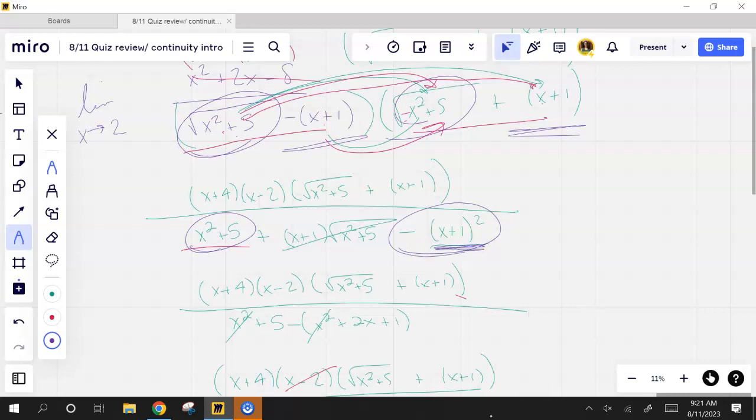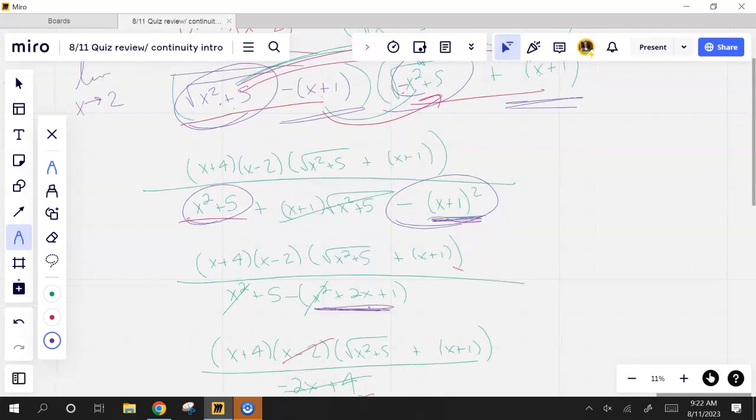I FOILed this out to get this. And then I combine like terms.